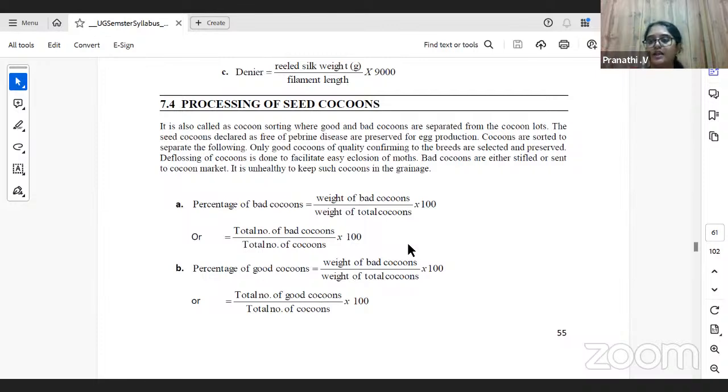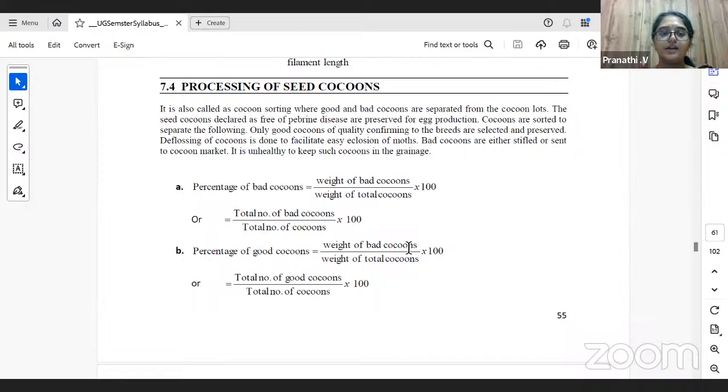And then you should see and declare that they are free from the pebrine diseases, and they are preserved for egg production. Then they have to be separated. Then you calculate the percentage of the quality, the percentage of the good cocoons and the percentage of the bad cocoons.